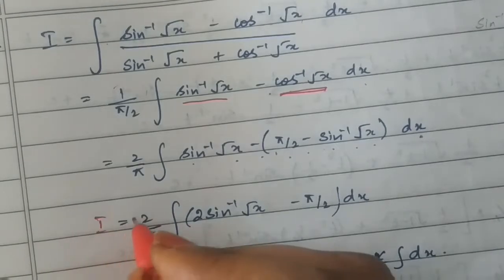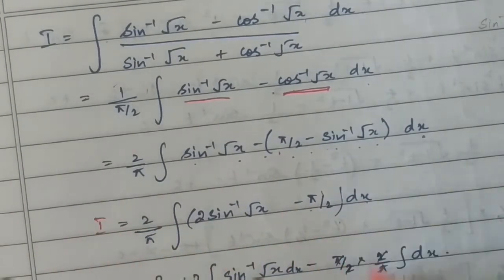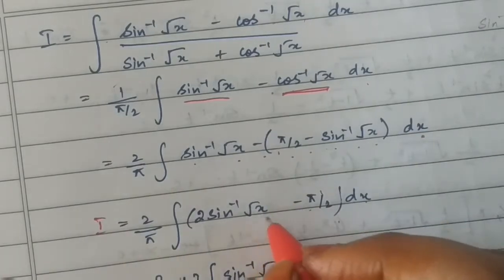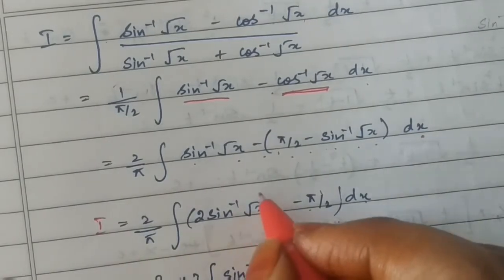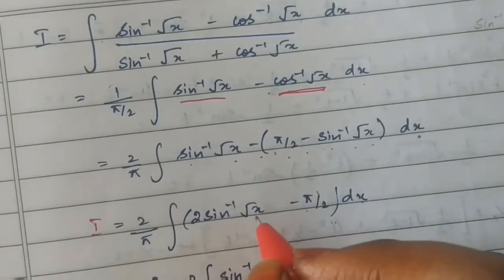Therefore, the integral becomes 2 by pi integral of 2 into sin inverse of root x minus pi by 2 into dx. Now, you can separate the integral. Since we have root x, you can do it as it is, or if you feel this root x is difficult for you to do, you can take t to be root x and proceed.